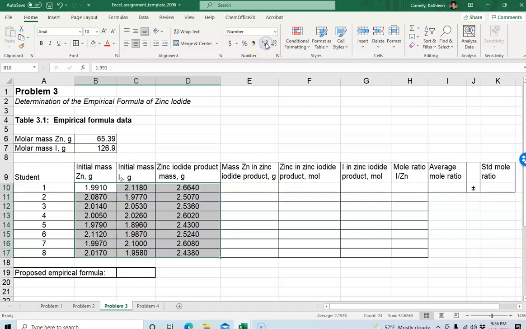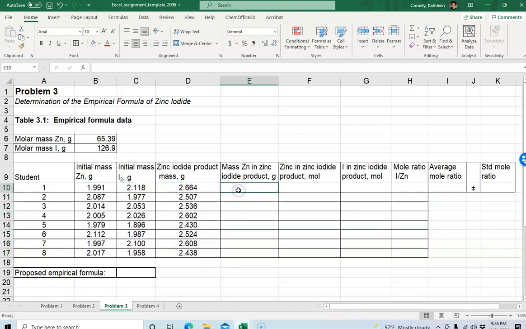So if I increase the decimal, it increases a bit too much. So if I play around with it, now I get all of my masses to 3 places past the decimal point. Okay, now what do I do next? I want to figure out the mass of the zinc in the zinc iodide product. So I'm going to write a formula. So I'm going to type equals.